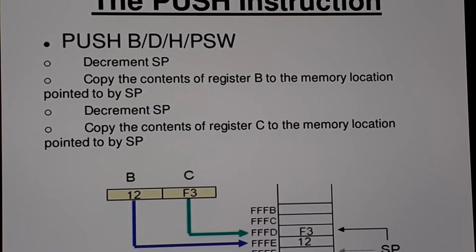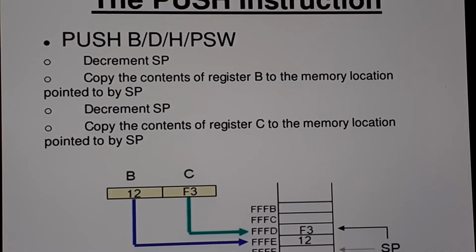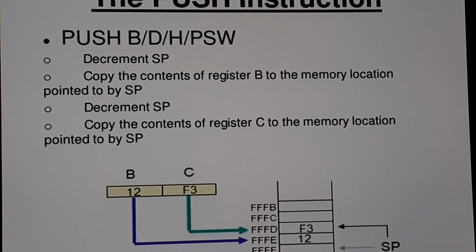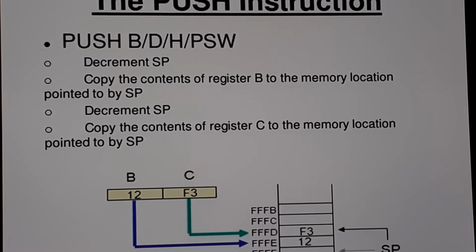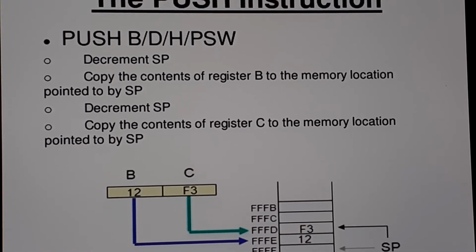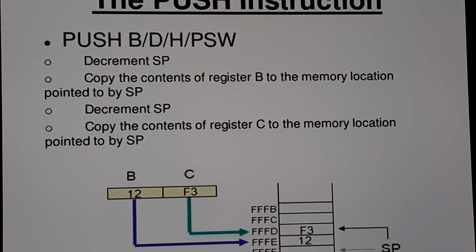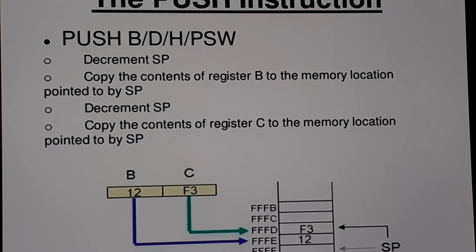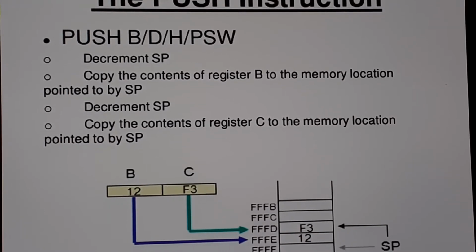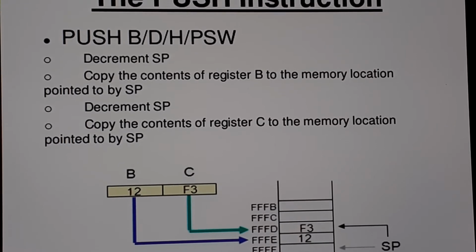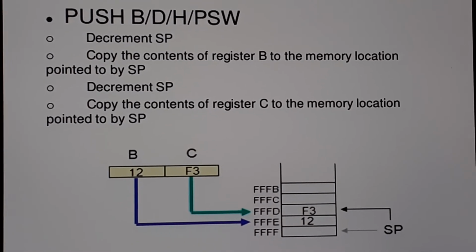So what happens here, we first decrement the stack pointer, then the contents of the register B are moved to the memory location pointed to by the SP. Then we again decrement the stack pointer and copy the content of the register C to the memory location pointed to by SP. First we decrement the stack pointer, then the B register content is moved, then again we decrement the stack pointer, and then the content of the C register is moved to the memory location of the stack pointer.